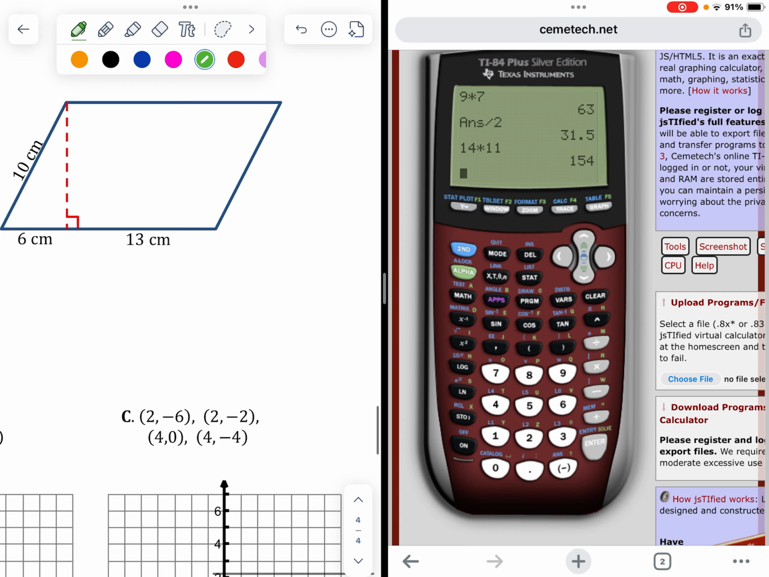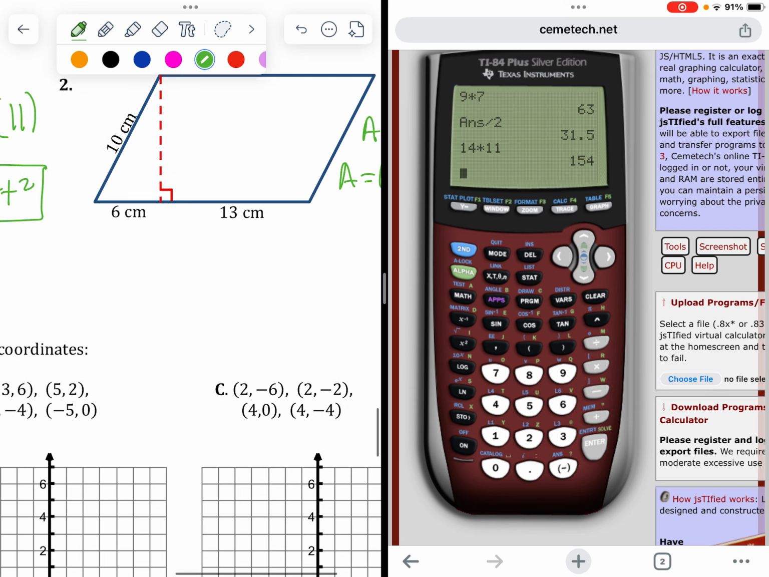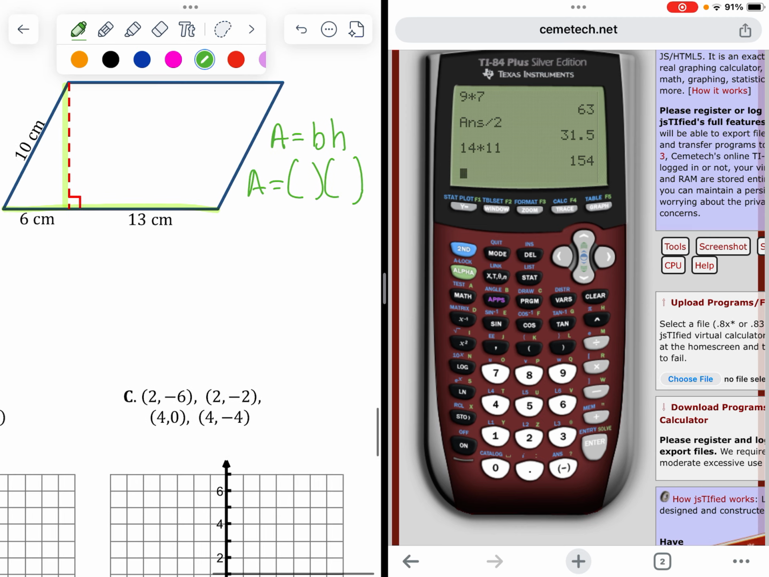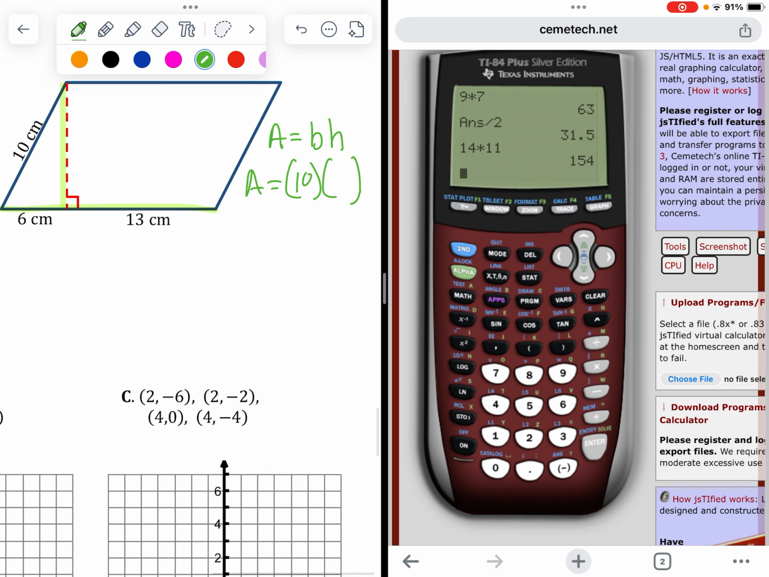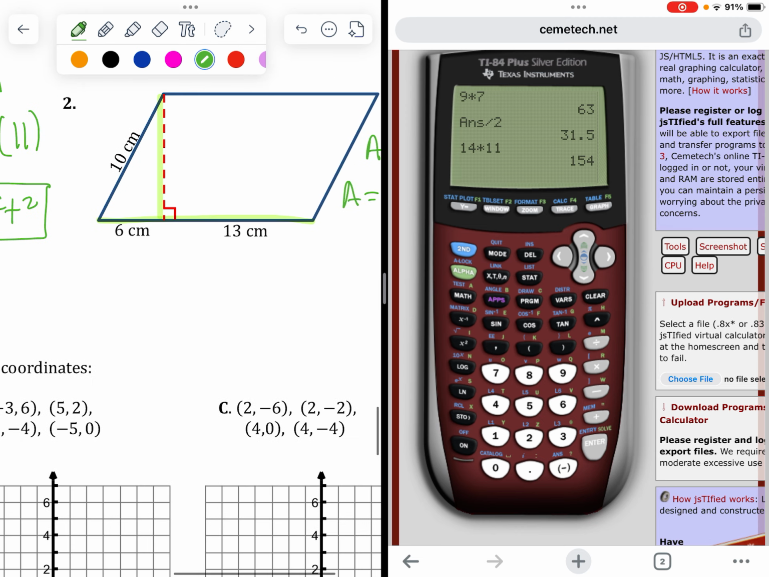All right, this one right here, area is equal to base times height because it's a parallelogram. I need the base, I need the height. Bases and heights are perpendicular, so I see my two perpendicular pieces. My base is 6 plus 13, which is 19. And then my height's not labeled, it's unknown, so I'm going to call it X.